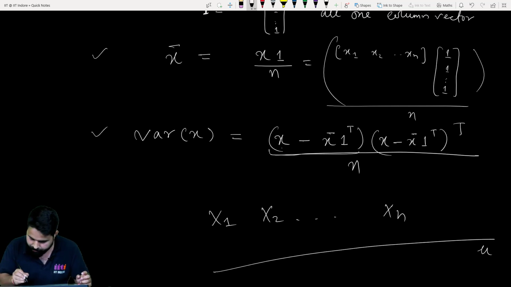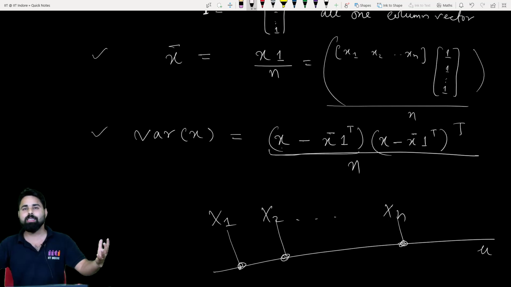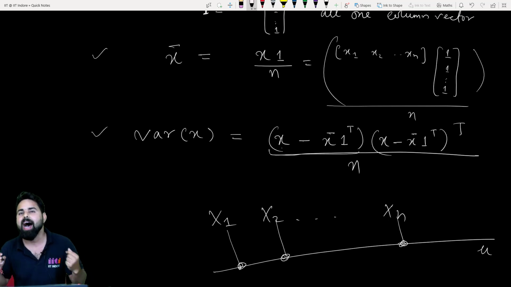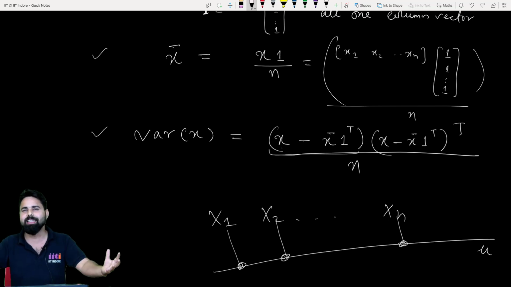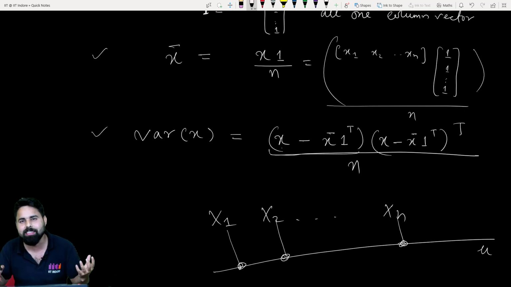So suppose this is unit vector u. Projection means this, like this. So I have to find the variance of this. The line along which this variance will be very high, I want to find that line, I want to find that u. That u will be my first principal component. Okay, very good.